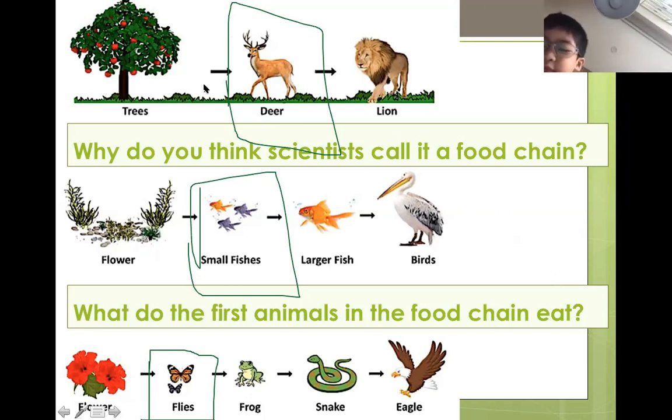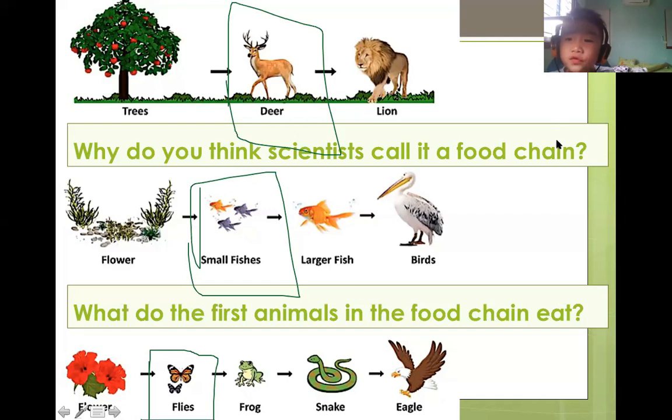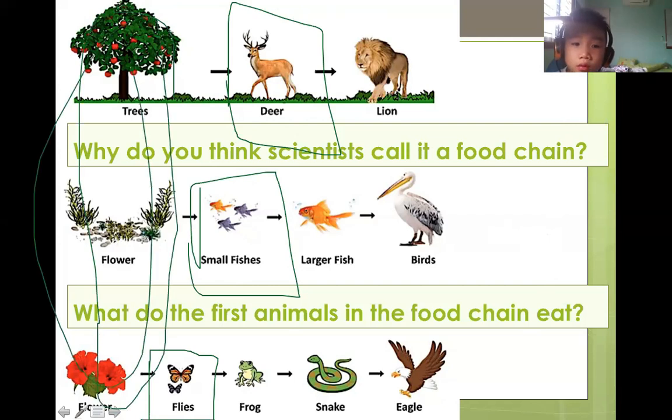I don't know. Okay, let's have one more person give it a try. How about Sam? Sam, what does the deer eat? The deer eats fruits. Fruits, right? So what do all the first animals in the food chain eat, Sam? What are these? What do they all eat?